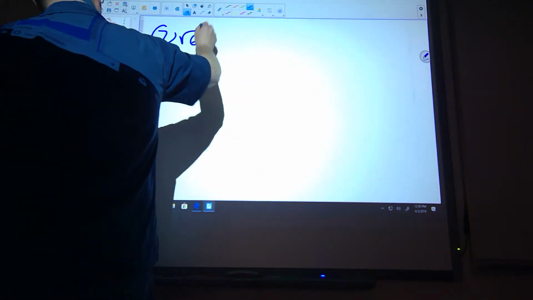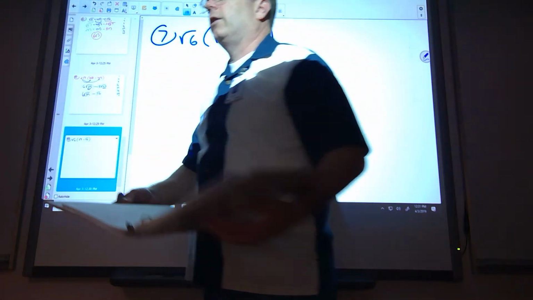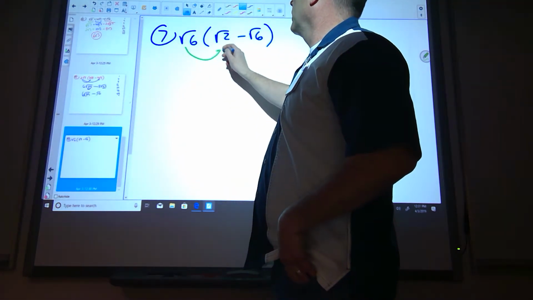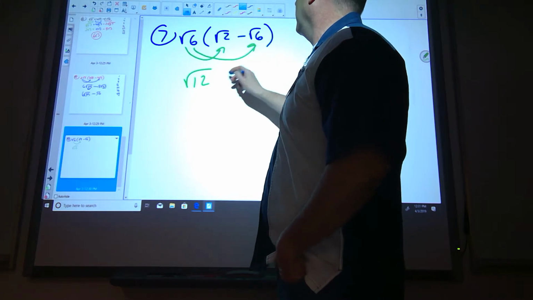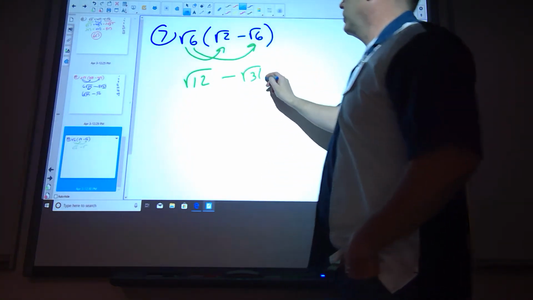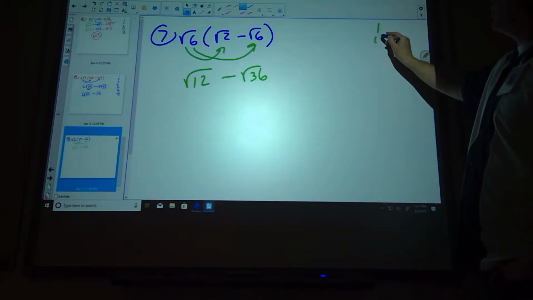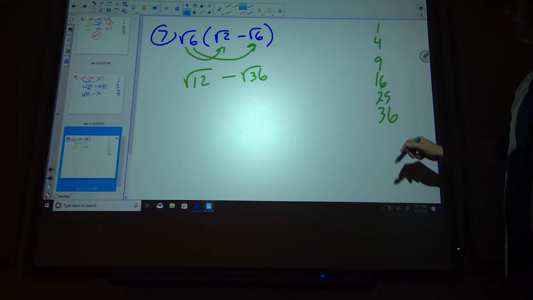Root 6 times root 2 minus root 6. Okay, it's another distributive, another multiplication type of problem. So if I multiply here and here, I'm going to get root 12. If I multiply here and here, I get minus root 36. Does that seem okay so far? Now let's see if we can break our roots down. So I know I got 1, 4, 9, 16, 25, 36. That's about as far as I have to go.